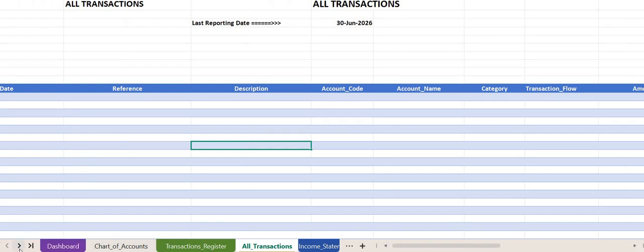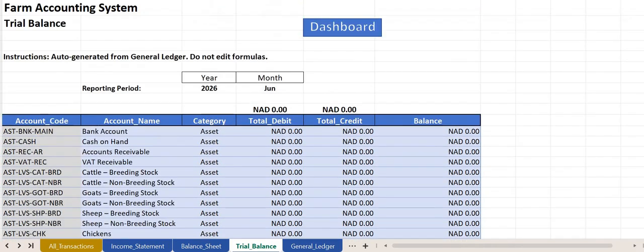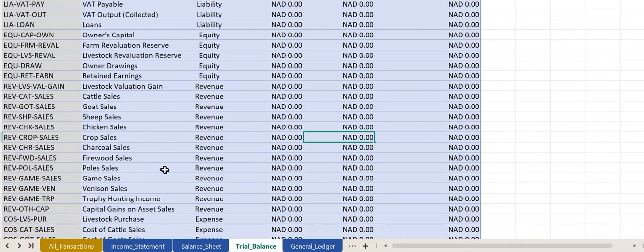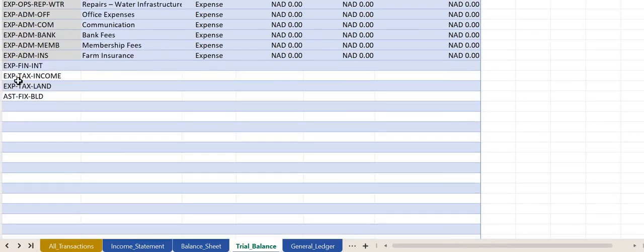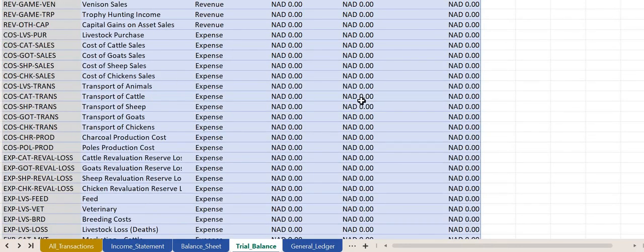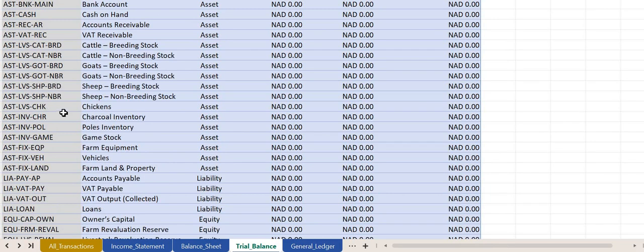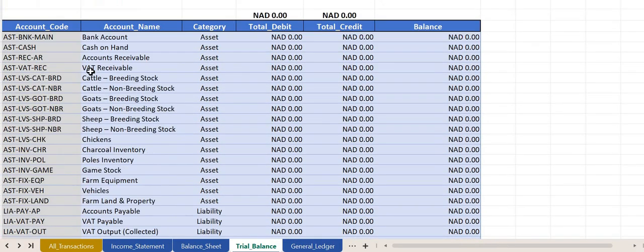The other one that I quickly want us to look at is the trial balance. Now, this is a summary of all the accounts, and the trial balance automatically pulls in all accounts as you are adding them in the chart of accounts. It summarizes the accounts showing the total debits, the total credits, as well as the final balance for each account.